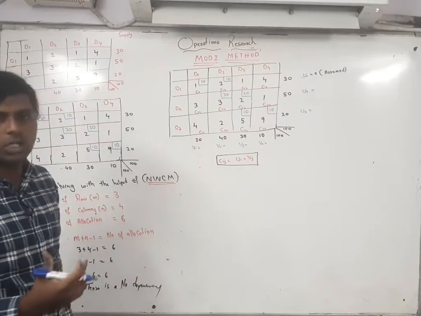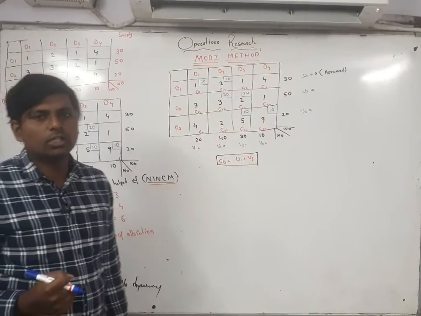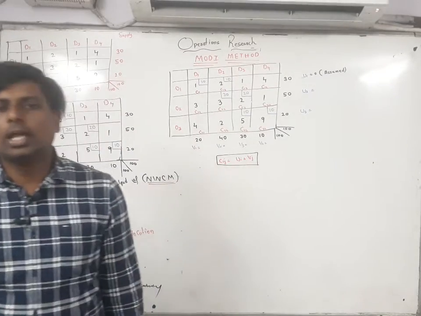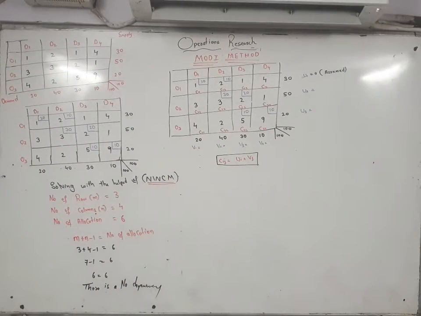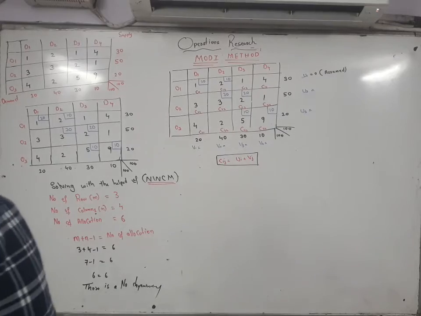So wherever the allocated cells are there, first you have to concentrate on the allocated cell. Then after that you have to see the unallocated cell. First you have to concentrate on allocated. So here, allocated cell. First one is the allocated.